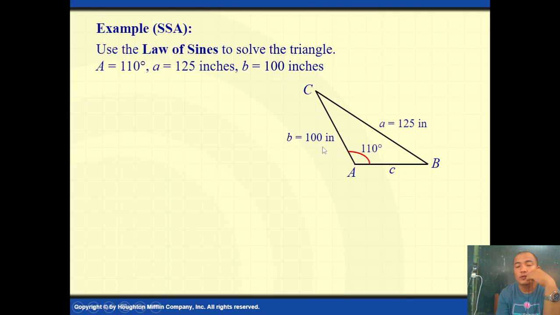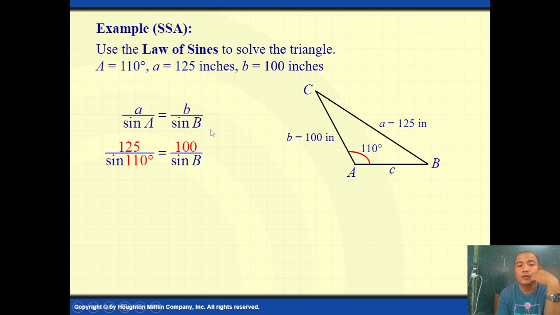Given side B is 100 inches, side A is 125 inches, angle A is 110 degrees. Let us try to solve for angle C, angle B, and side C. Okay, using law of sines, A over sine A is equal to B over sine B. Then substitute, side A is 125, sine A is sine 110 degrees, angle B is unknown, but side B is 100 inches. So from here, we can solve for the angle B.